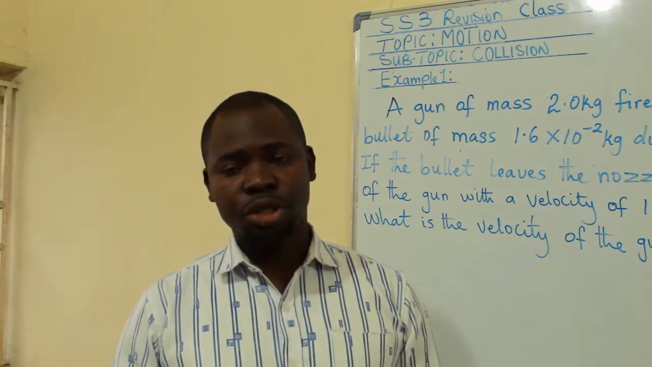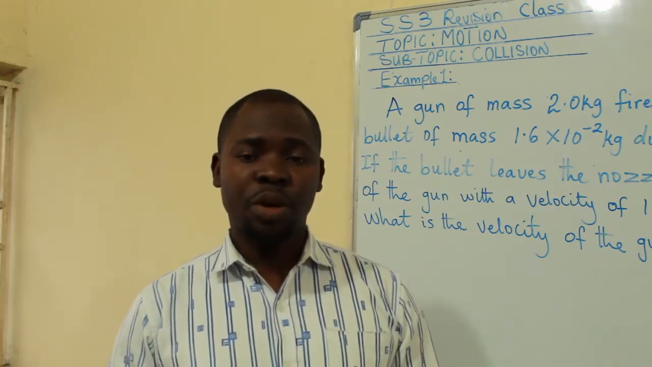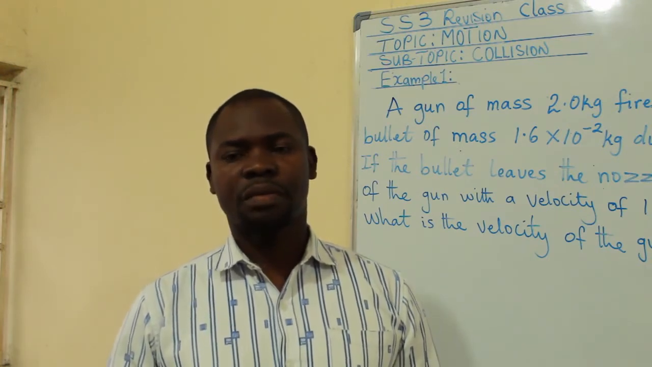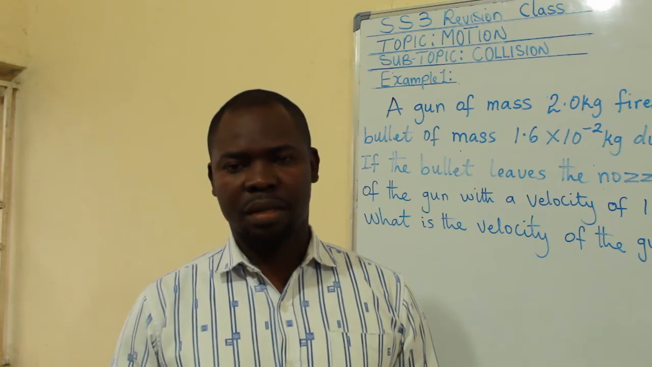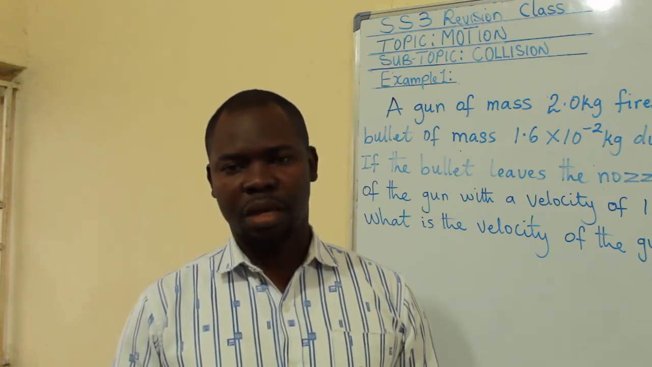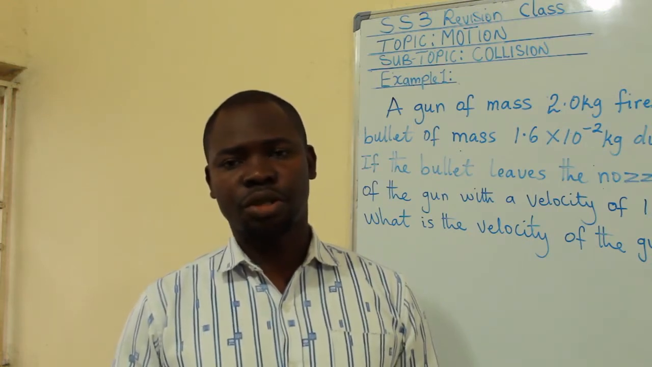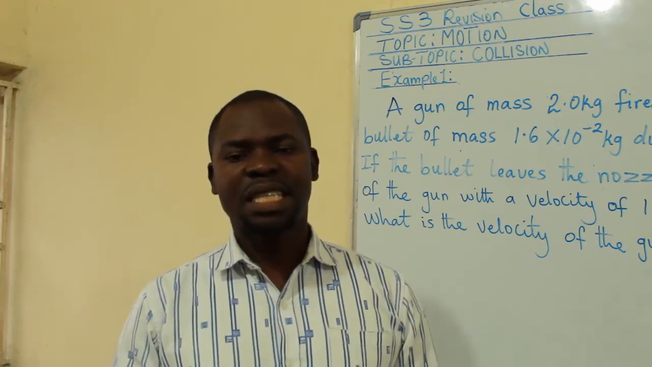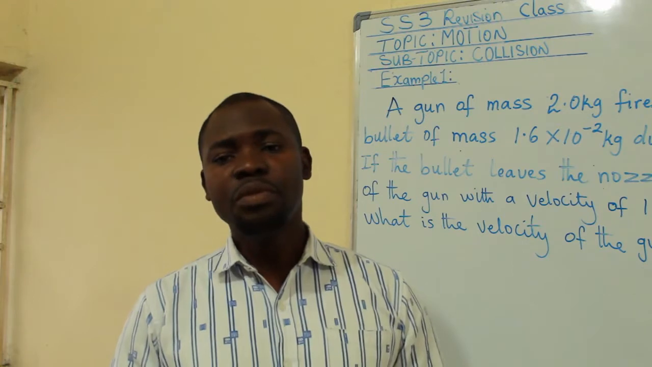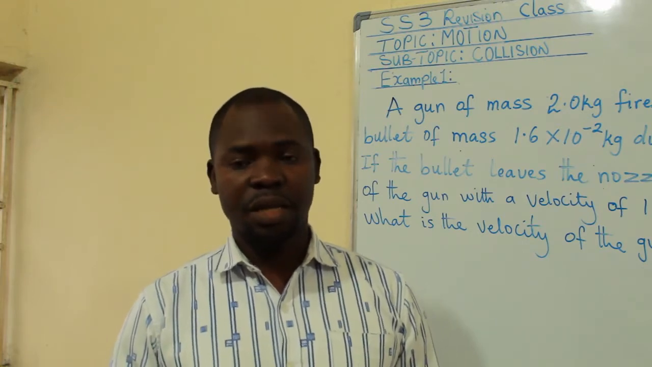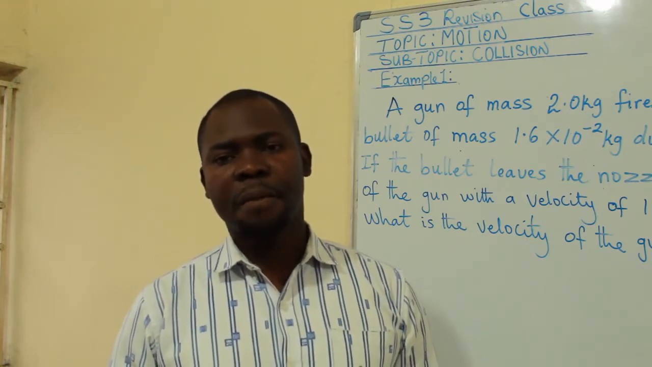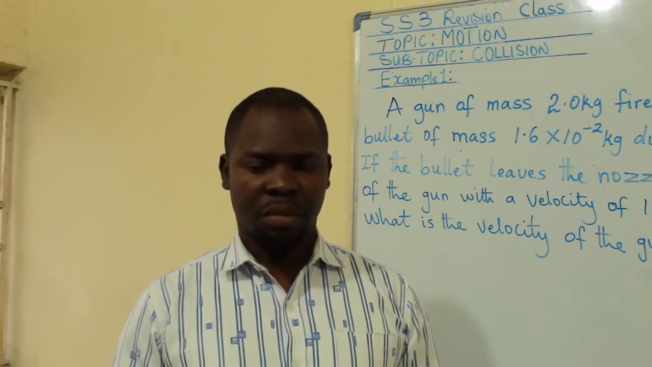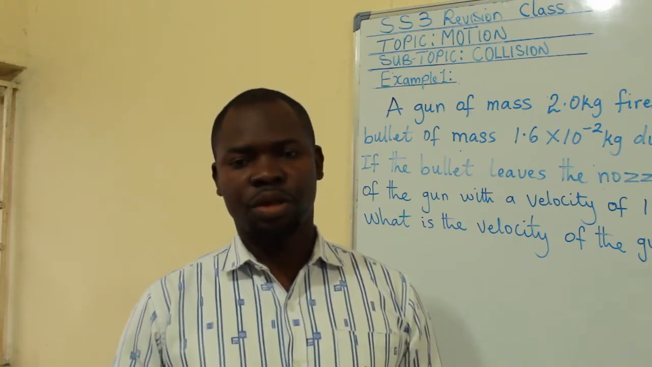The elastic collision is when two bodies collide with each other and then rebound back after the collision. For inelastic collision, when the two bodies collide, they stick together and then move together in the same direction. So today we'll be looking at some examples as a form of revision.